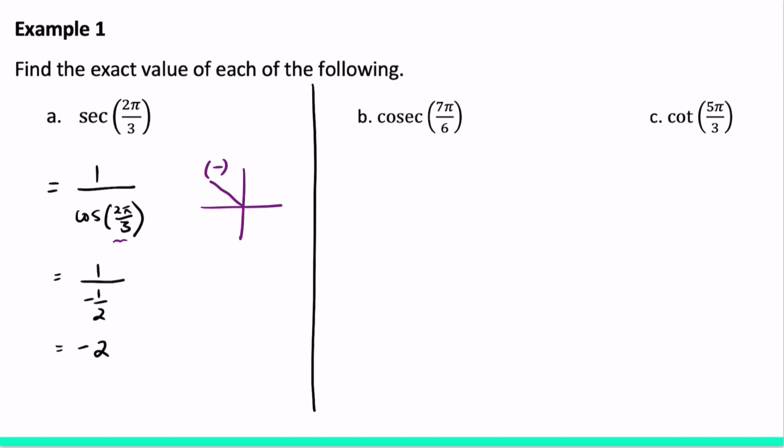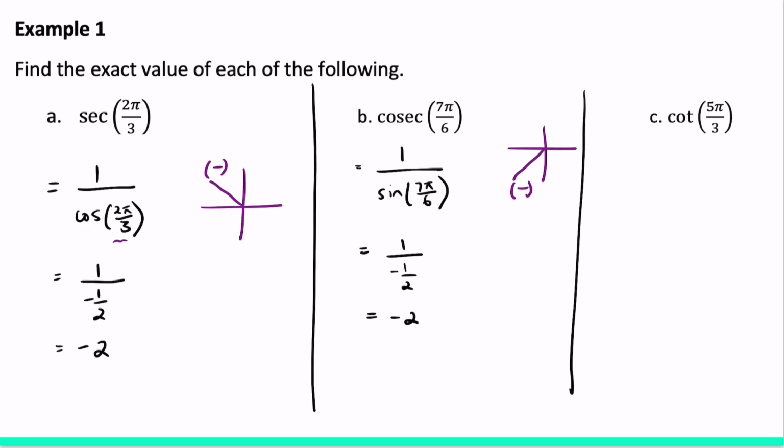Next, for part B, something very similar, cosec. Now, cosec can be written as 1 on sine. So 1 on sine, 7 pi on 6. If we consider 7 pi on 6, that's in the third quadrant, and sine is negative in the third quadrant. So what is sine pi on 6? That is also 1/2, and it's going to be a negative because it's in the third quadrant. So flip that around, we get negative 2.